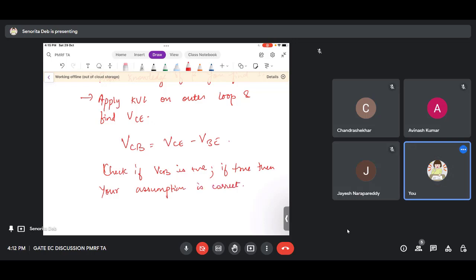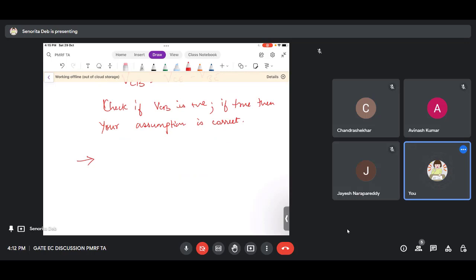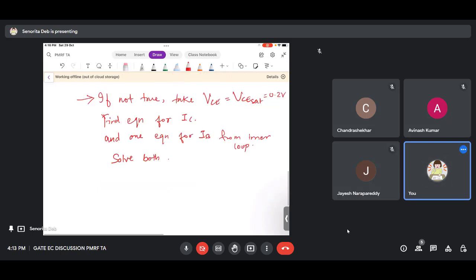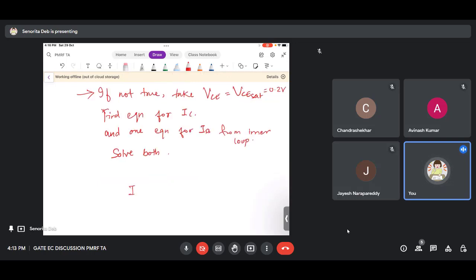If this is not true, then what will you do? You will go back. Now you will assume, if not true, take VCE as VCE sat, which is normally equal to 0.2 volts or whatever is given in the question. Now you find the equation for IC from here. And there will be one equation for IB from the inner loop. Solve both. And then whatever you get is your true answer. Because now the transistor is in saturation, you cannot use the formula IC equals beta IB. It cannot be used in saturation.